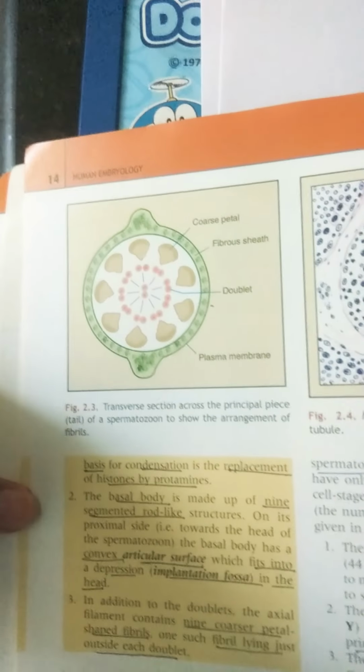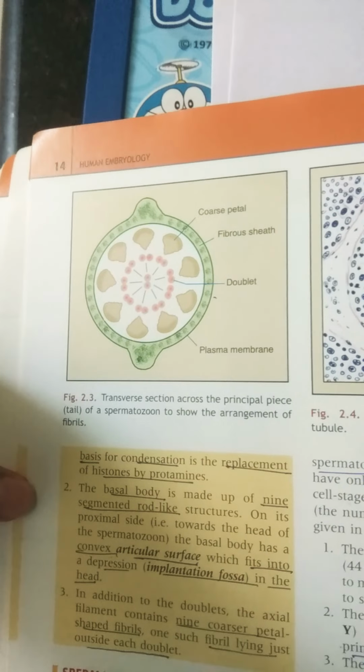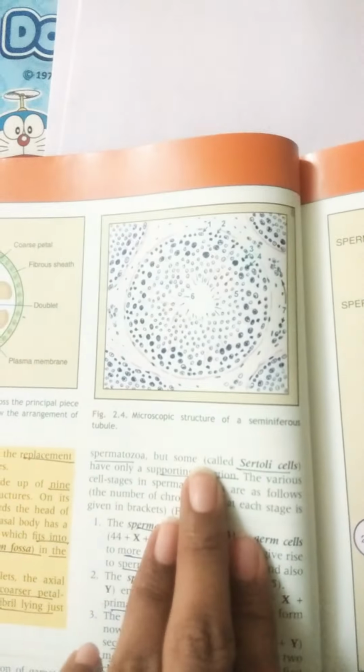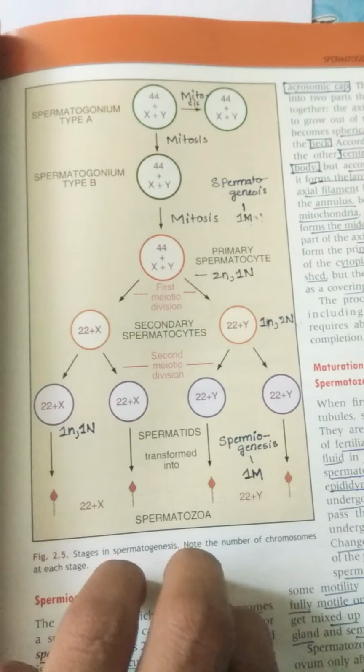So this is a transverse section across the principal piece of the tail of a spermatozoon to show the arrangement of fibrils. The coarse fibrils, fibrous sheath, doublets, plasma membrane. So it is like a cilia or microvilli-like arrangement, right? This is the microscopic structure of the seminiferous tubule. We have already seen the histology. So now let us learn about spermatogenesis, as we completed oogenesis.